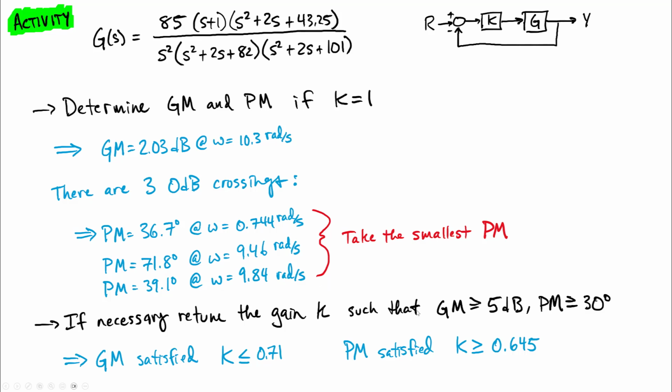And then again, by adjusting the gain around, we could identify that about 0.7 was the cutoff: as soon as the gain gets bigger than that, we no longer satisfy our gain margin. But if we make our gain too small, smaller than this 0.64, then we end up not achieving our phase margin. So this range between 0.645 and 0.71 is the range of gains that satisfy these two gain margin and phase margin criteria.